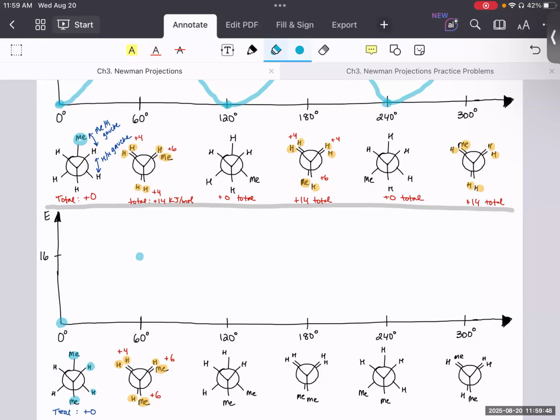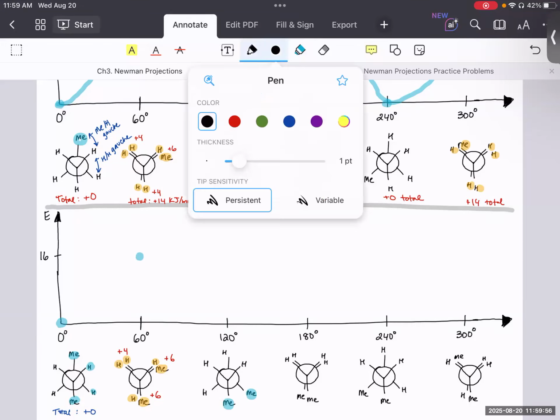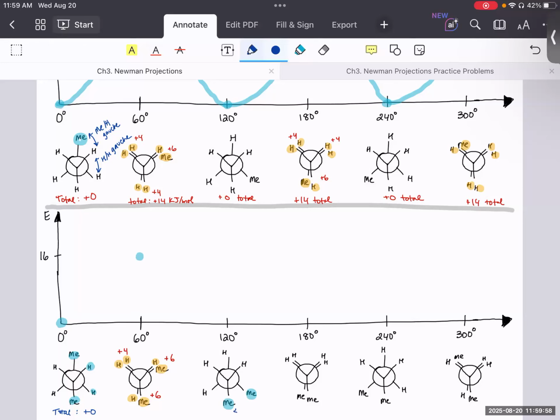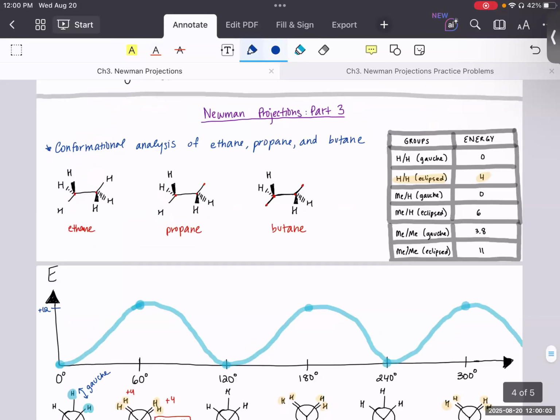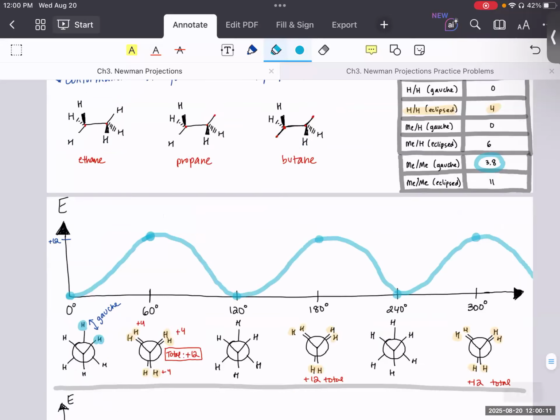Next, we can take a look at this 120 degrees. And so now here we notice that we have this methyl and methyl next to each other in a gauche interaction. And now these methyl groups are big enough to experience steric strain. And so we have a small contribution to the energy based off that gauche interaction between methyl-methyl, which is going to be +3.8.